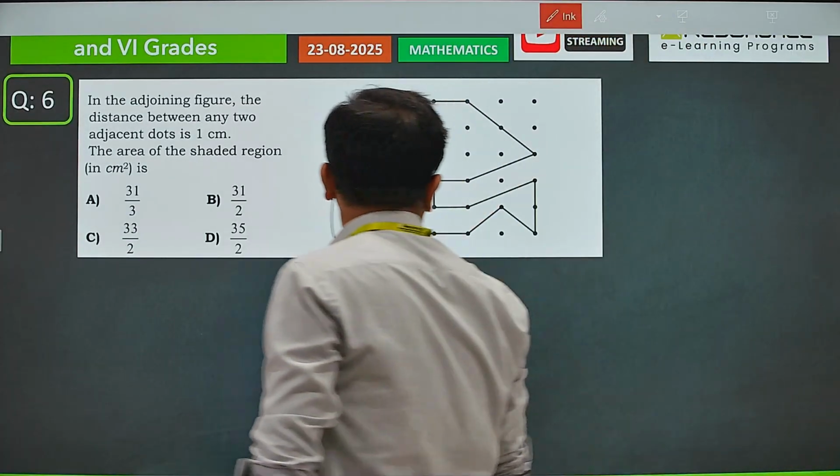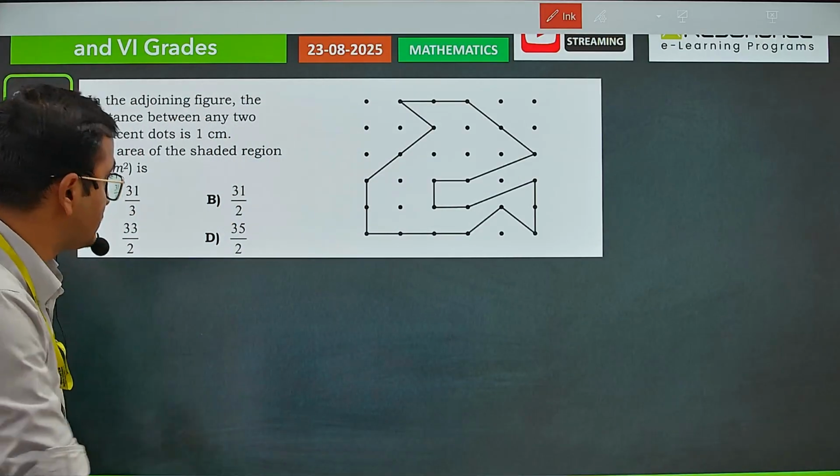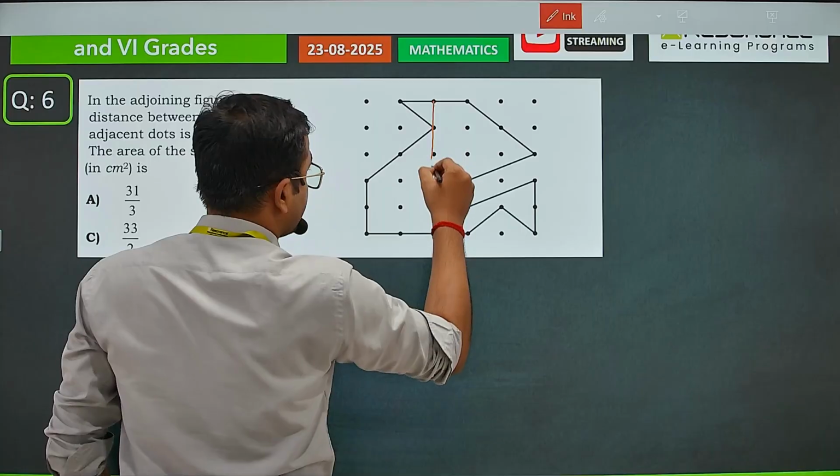Let us start with this. Let us take the squares which are completely inside the given set of squares. Let me first divide.